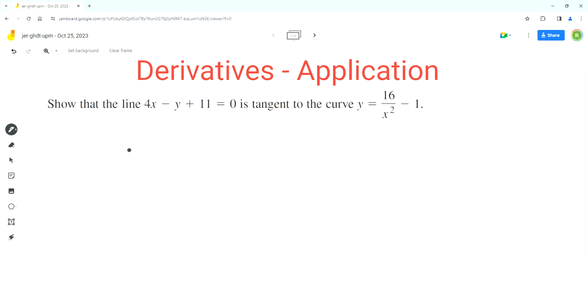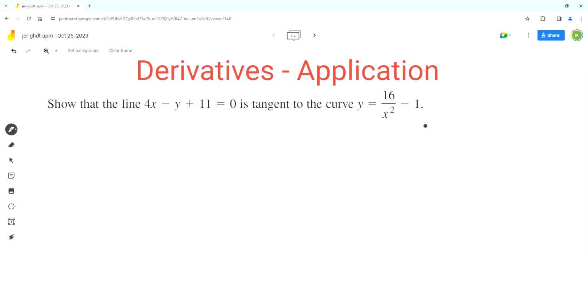So in this video, we'll use the concepts of derivatives to solve this problem. As per the problem, show that the line 4x minus y plus 11 equals 0 is tangent to the curve y equals 16 over x squared minus 1. So we are given the equation of the line and we have to find that this line is tangent to this given curve.